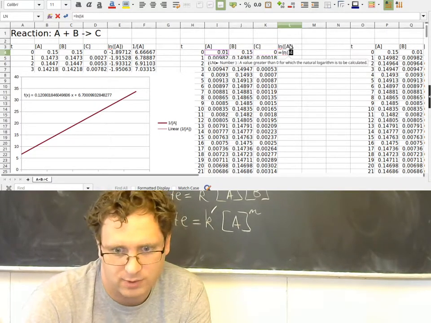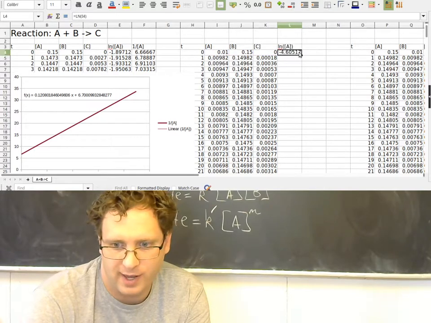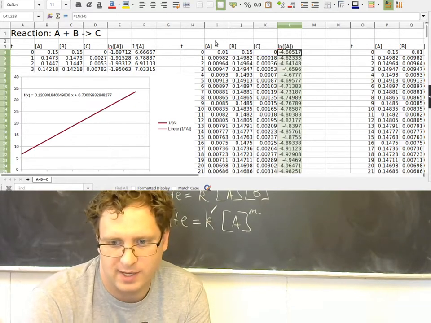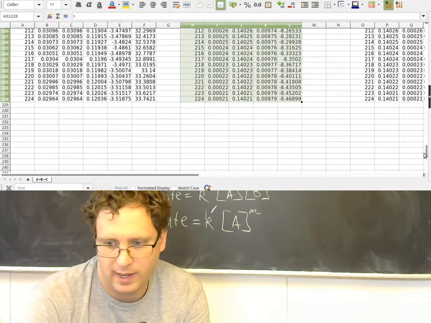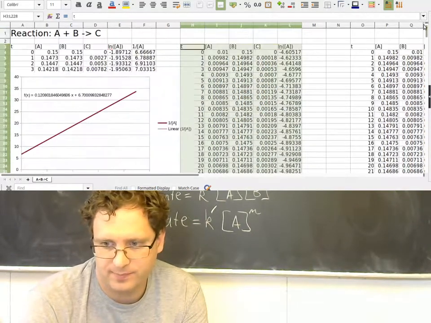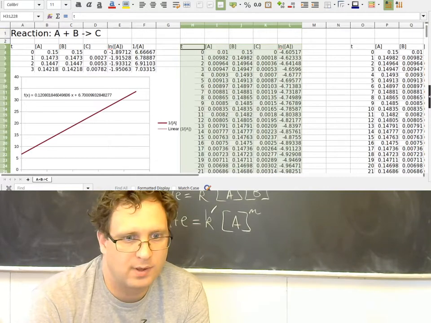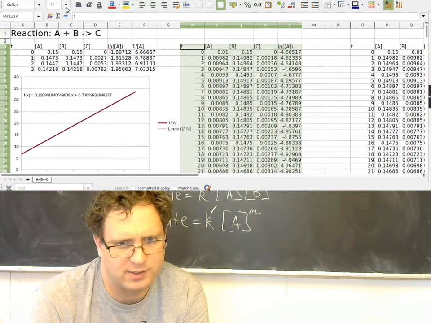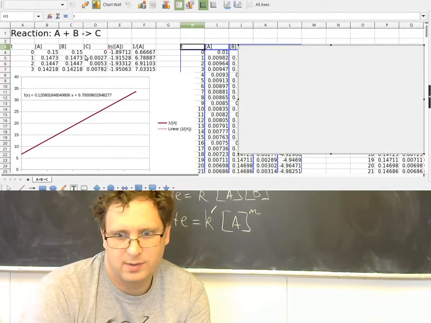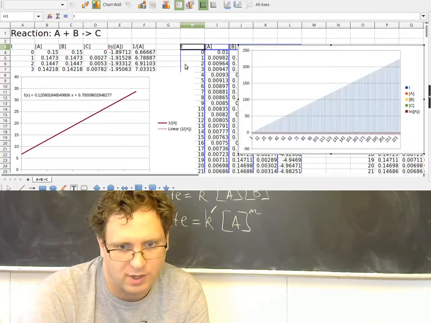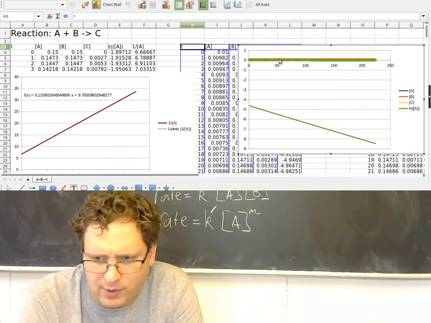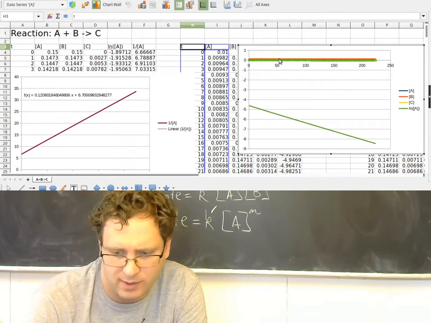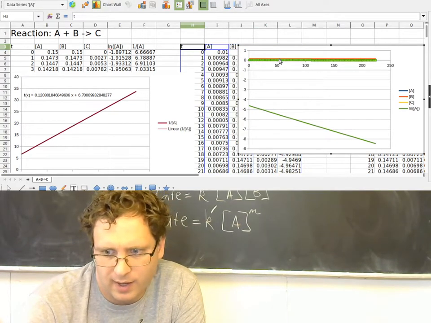Equals the natural log, and we'll point to the cell for A. Extend that equation down, and we'll graph this. Insert a chart, scatter chart with lines, finish. Okay, and we'll get rid of all the things we don't care about. We'll get rid of A.